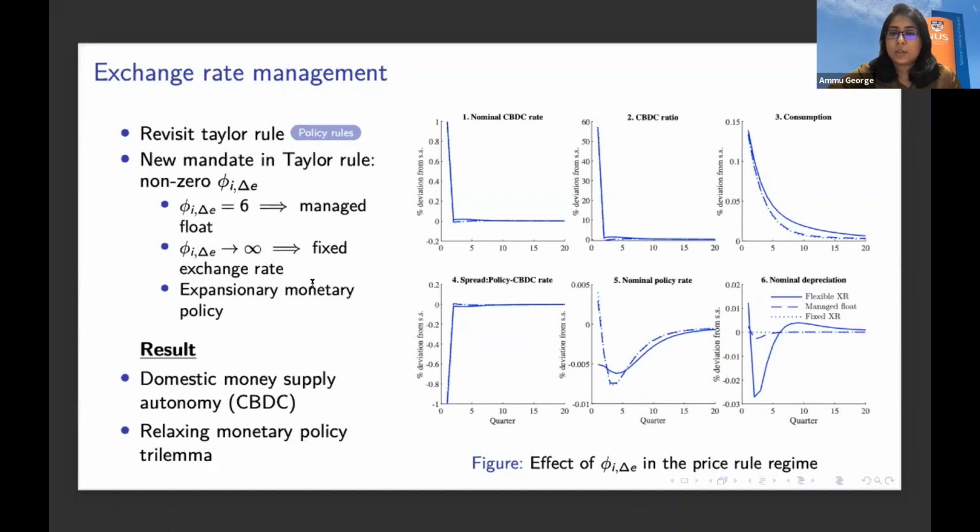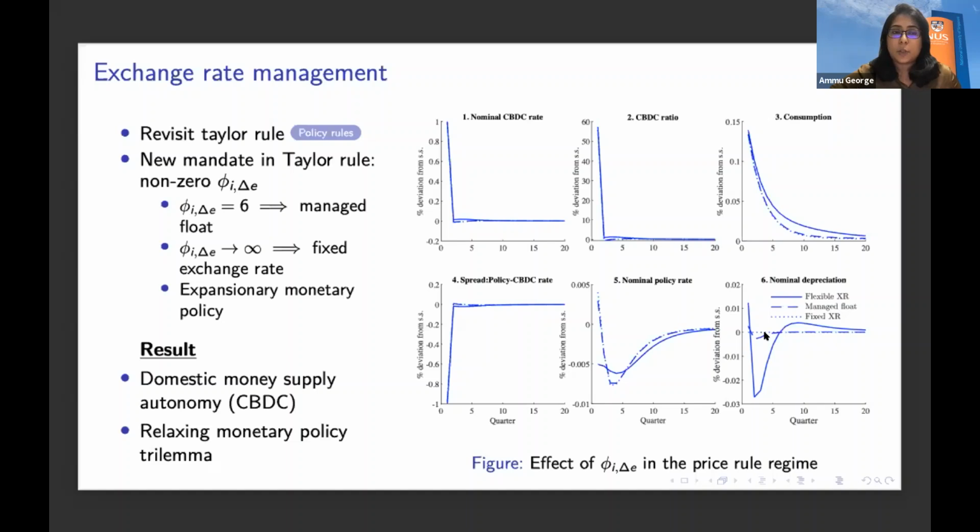So the result we find is that with a positive CBDC interest rate shock, the central bank is able to manage the domestic economy through CBDC alone, while the primary interest rate on bonds is used to manage the exchange rate. So this relaxes the monetary policy dilemma faced by small open economies. So domestic issuance of CBDC could lead to a possibility that the monetary policy dilemma could be relaxed for small open economies.